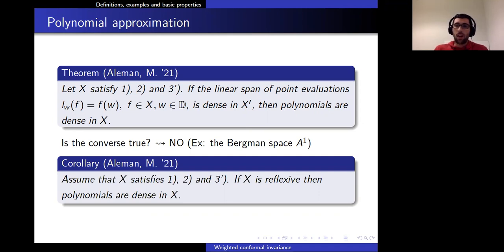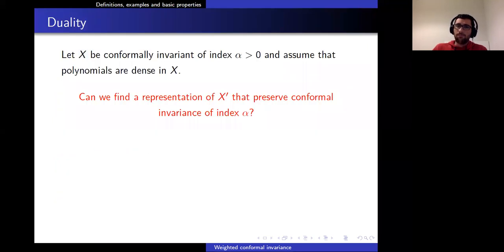Since we have talked about the dual space, what can we say about duality? In this part, we will consider a conformal invariant space of index alpha such that polynomials are dense in our space. We consider this assumption in order to identify the dual space with a space of holomorphic functions in the unit disk. So the question here is the following. Can we find a representation of this dual space that preserves our weighted conformal invariance property?